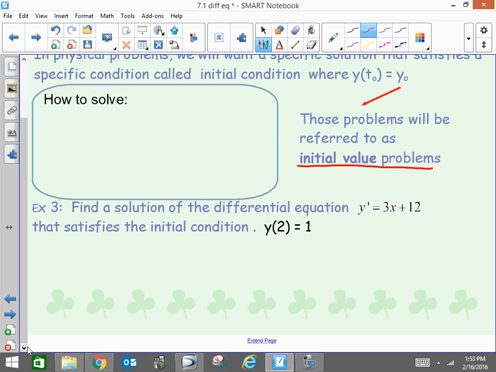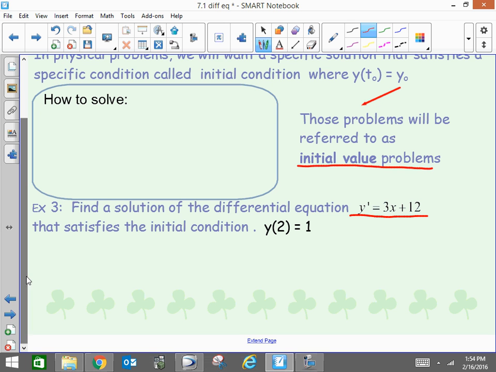Find the solution. We're just going to go right to the example. Find the solution of the differential equation y prime equals 3x plus 12 that satisfies the initial condition y of 2 equals 1. Now, initial got its name because usually it's initially, here's where we started. This one doesn't happen to start at 0, it happens to start at 2, but that's okay. Initially, we do know that this is some kind of relationship between x and y. Okay, so what do you think we're going to do first to find the solution of this differential equation?